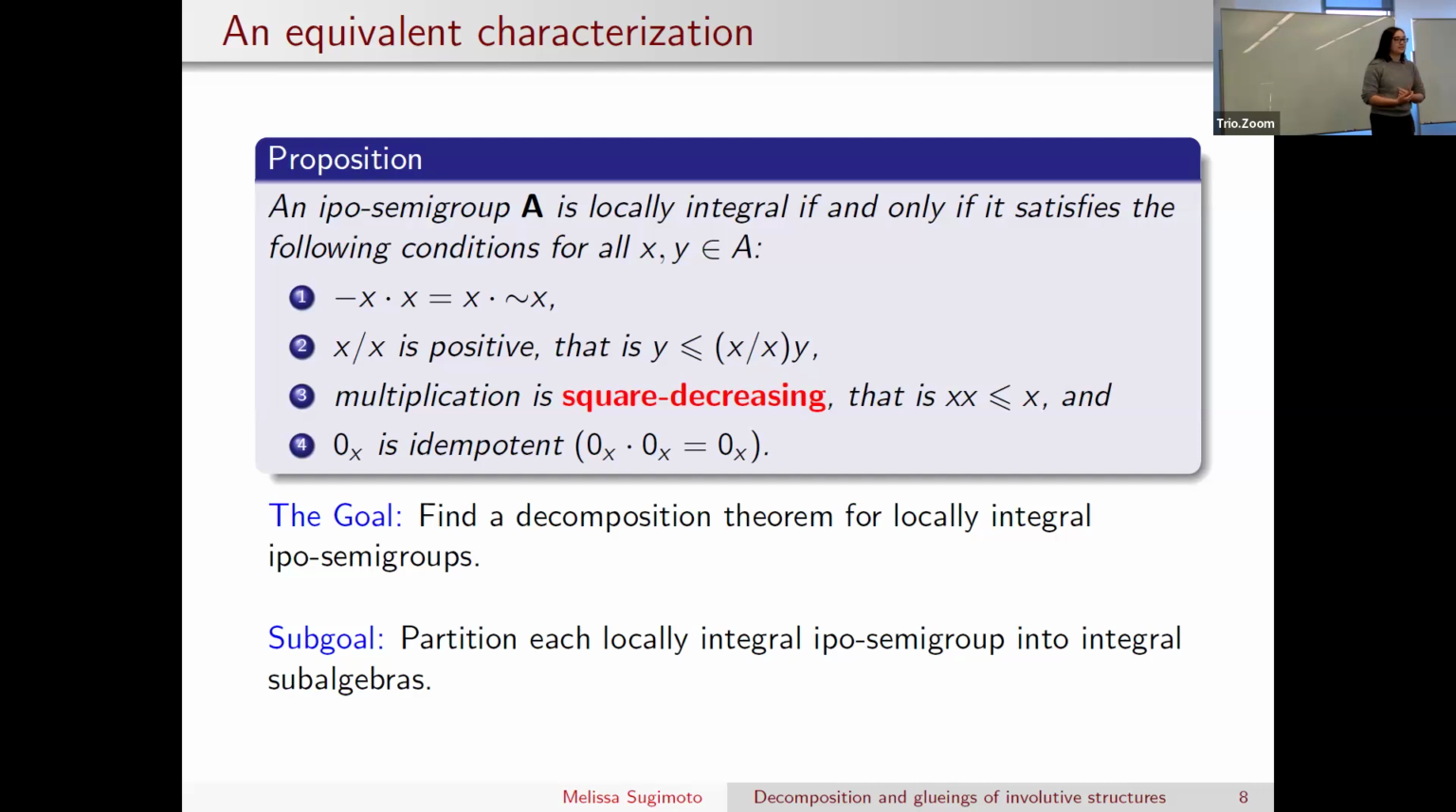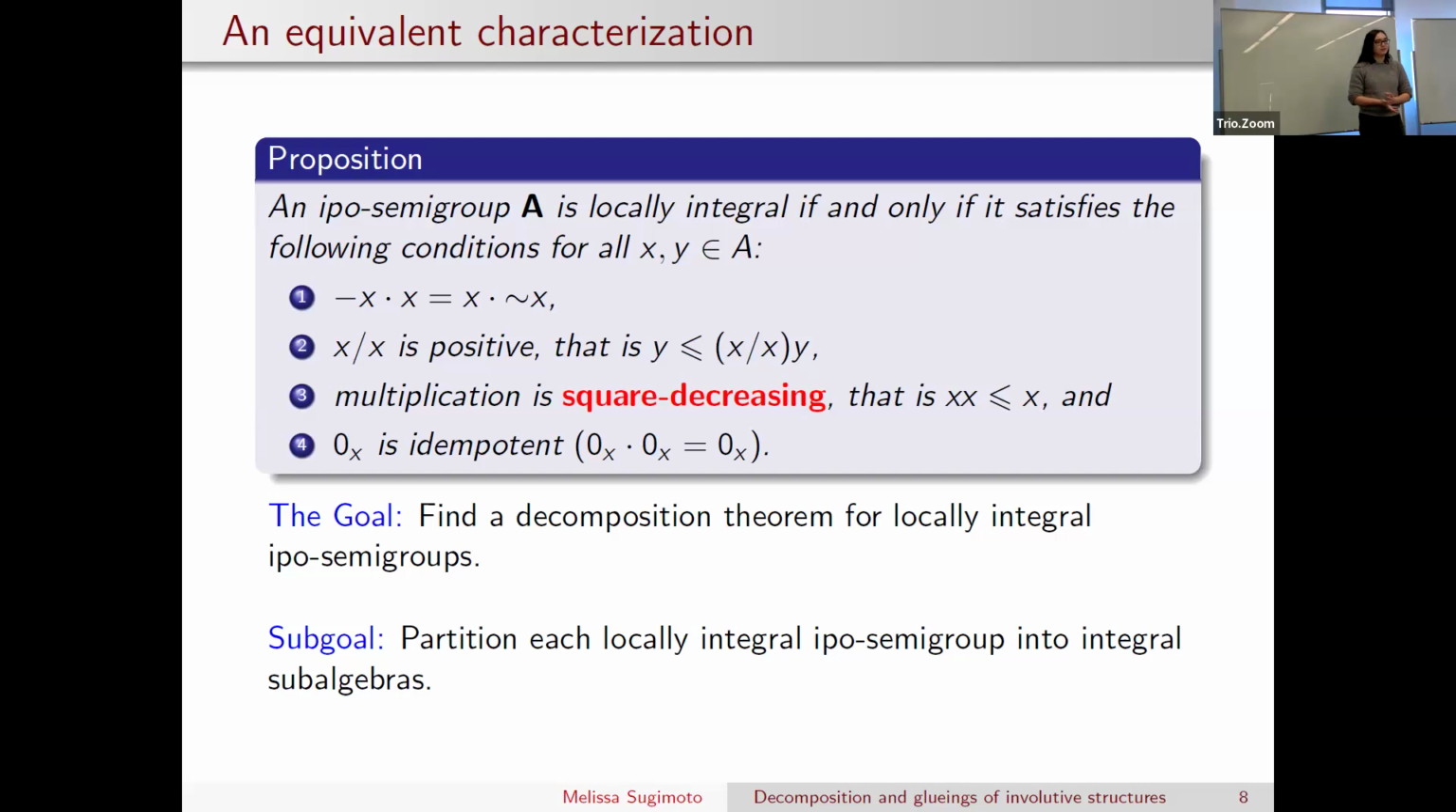One, that minus x times x is equal to x times tilde x, which is very similar but not quite the same as saying that x over x and x under x are equal to each other. And second, that x over x, we still want that to be a positive term, which is that things get bigger when you multiply by it. And thirdly, we want multiplication to be square decreasing, which is x times x is smaller than x. And finally, the terms 0x, we want all of those to be idempotent.